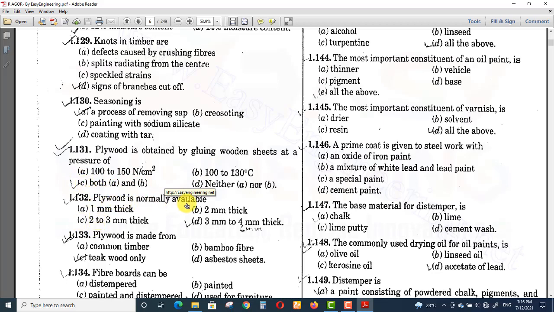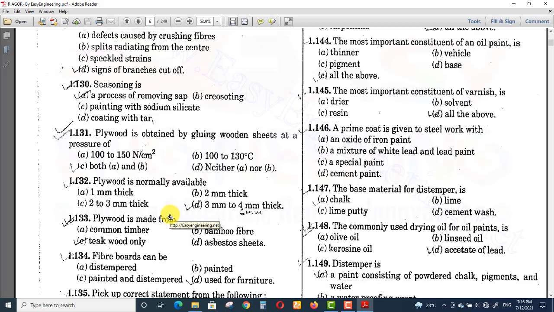132. Plywood is normally available in, as far as I know, plywood is normally available from 3 millimeter to 6 millimeter thick, not 4 millimeter, but I'm not sure whether it varies from country to country or not, because this book is written by an Indian author, so make sure too. But the right answer according to this book is 3 millimeter to 4 millimeter thick.